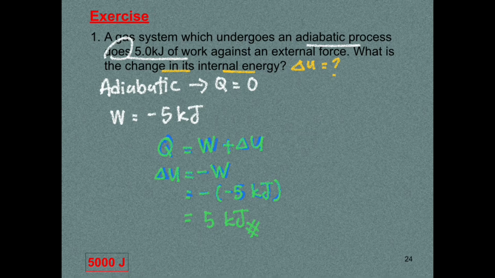Adiabatic process means Q equals 0, so delta U equals negative W from the equation. So substitute the value, we will get that delta U will be equal to positive 5000 joule or positive 5 kJ.